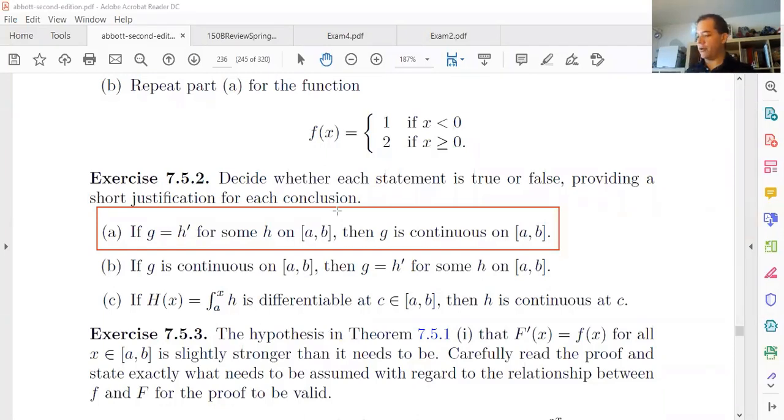Because absolute value wouldn't work, right? So if we put absolute value of x for say h, then the derivative doesn't exist at zero, right, Justin? So we cannot use absolute value because the derivative does not exist at zero.